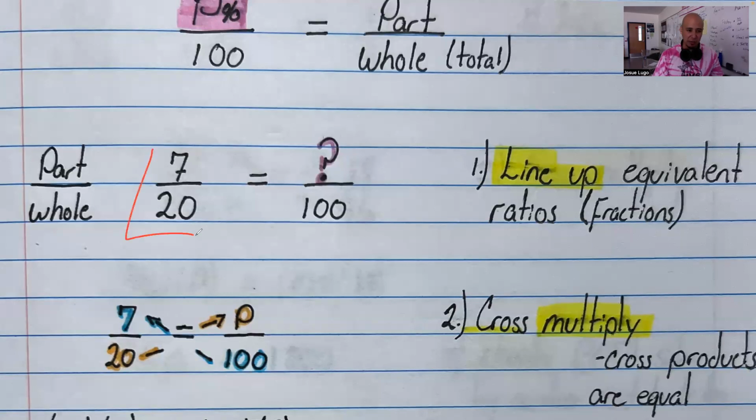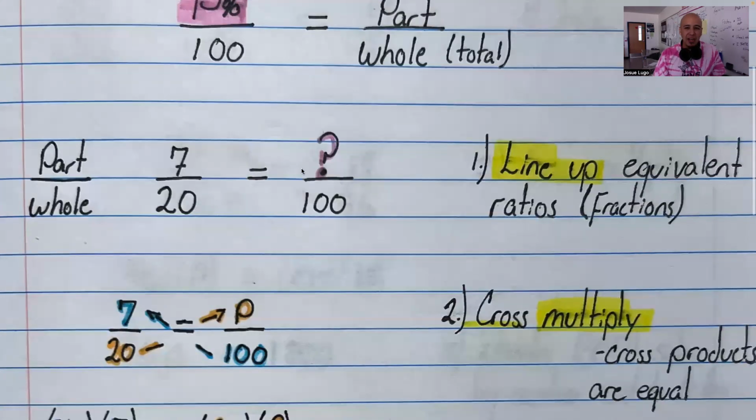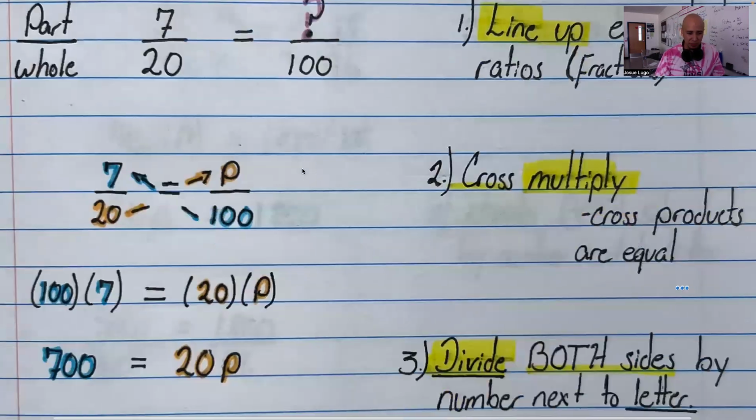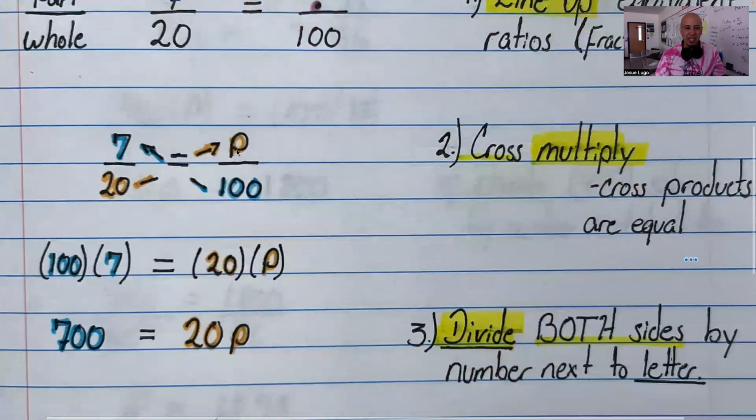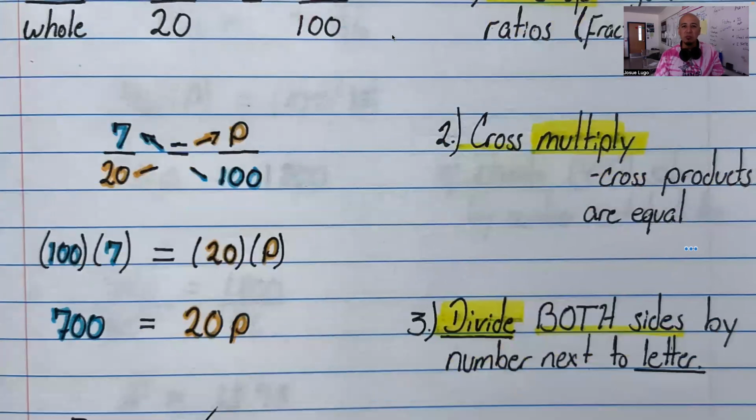We're going to line up the fractions. So I have my part over a whole right here, and I have something over 100. I'm looking for that something. I need to know what number over 100 is equivalent to 7/20. All right. Now that I have that, step number 2, ladies and gentlemen, is I am going to cross multiply. Okay, cross multiply. What do I mean by that?